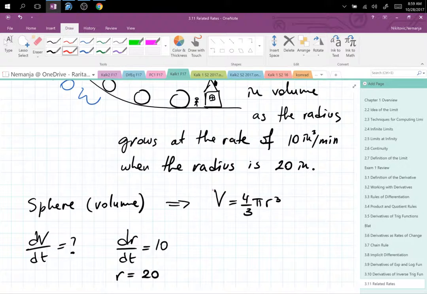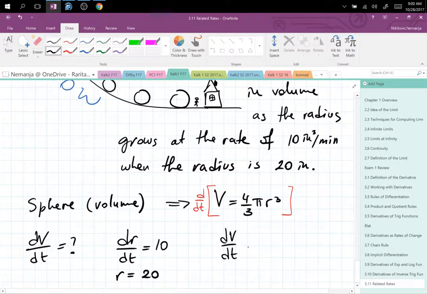To solve this problem, we know that we have to take the derivative with respect to time, because we are looking for the change in time. So the derivative of volume is dV/dt. On the other side, 4/3 pi is a constant, and the derivative of r cubed is 3r squared dr/dt.